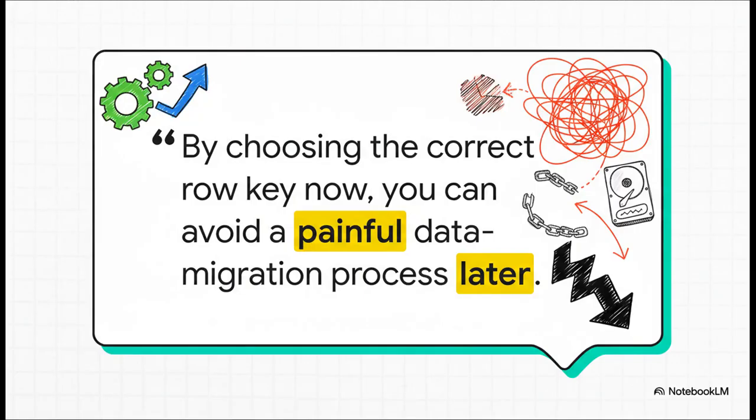I want to leave you with this quote from Google's own documentation because it just perfectly sums up why this is so critical. Getting the row key right isn't just a little performance tweak, it's fundamental to the health of your application. And trust me, fixing a bad key design later on means a massive, painful, and scary data migration.